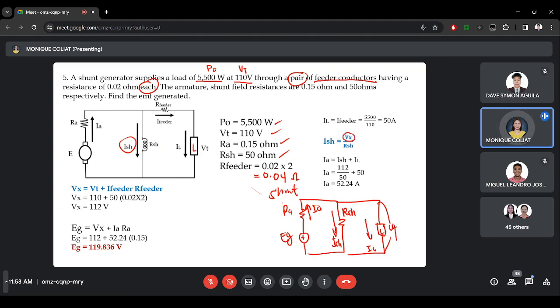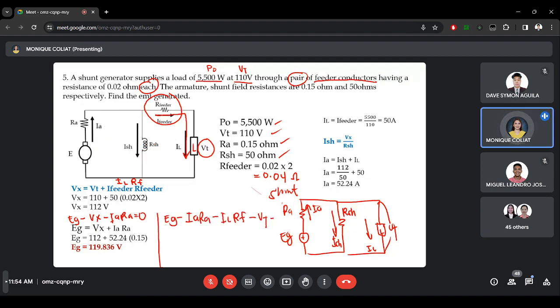But yung atin na outer loop, meron tayong equation sa outer loop. That will be Eg minus Ia Ra minus IL Rf minus Vt equal to 0. Nakuha ba? And that will be Eg equals to Ia Ra plus IL Rf plus Vt. Ayan. So, as you can see, si IL Rf plus Vt, that is equal to Vx.